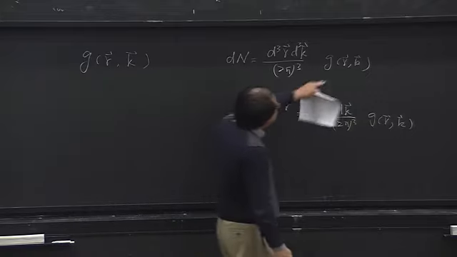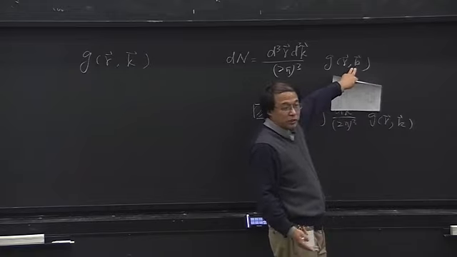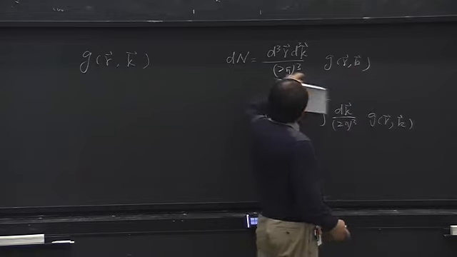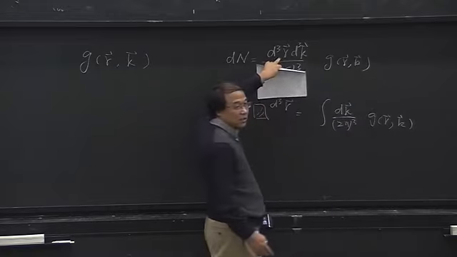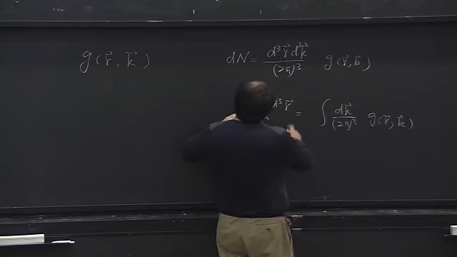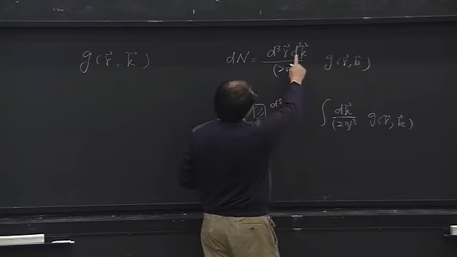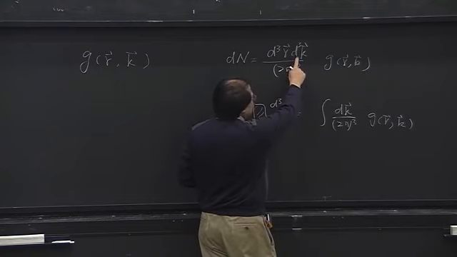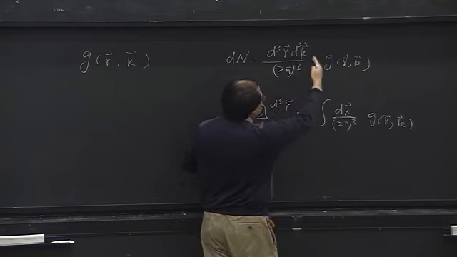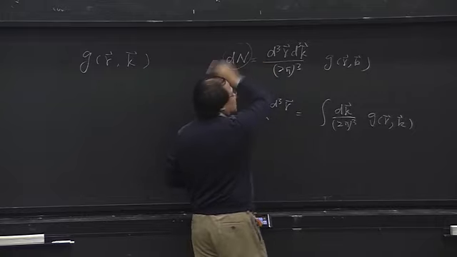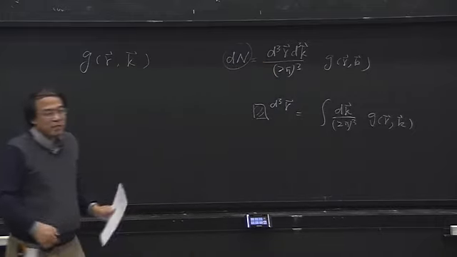But so this g(r, k) is a more refined distribution. It's a distribution in K space and in real space. So it tells you, in a volume delta r in real space and a volume delta k in K space, how many particles do you have? So this is a number. So that is the meaning. Yes.